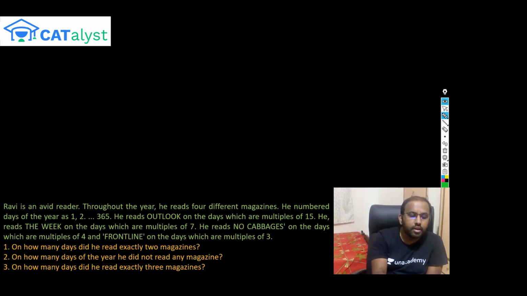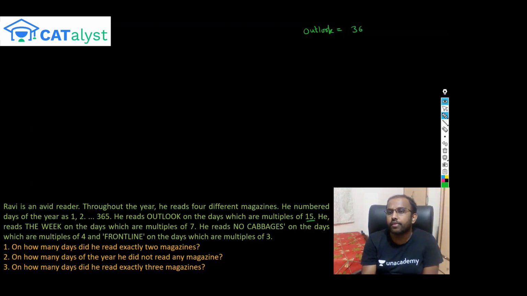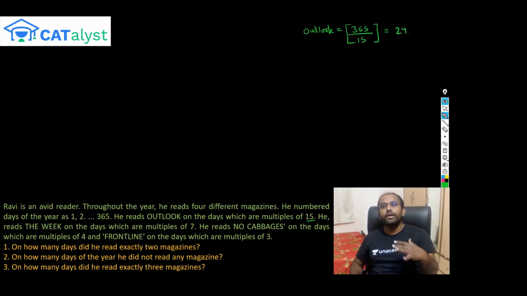Once I see this, guys, basically if I see the number of days that Ravi will read Outlook, we can calculate that, right? There are 365 days and Outlook is read in multiples of 15 actually. So I should divide 365 by 15, and because the number of days will always be an integer, just take the integer value. So 365 by 15 is actually 24. That means he is reading Outlook on 24 days of the year, basically on every multiple of 15. So in a year from 1 to 365 there will be 24 multiples of 15, right?